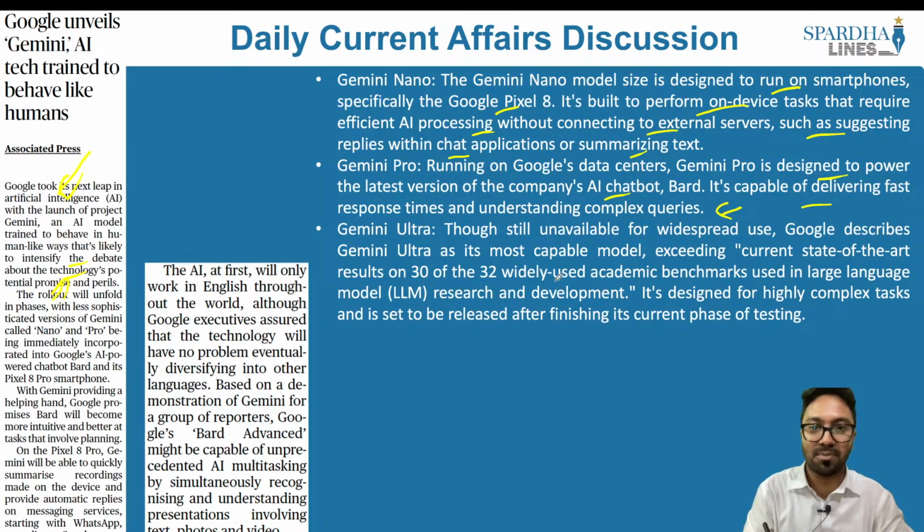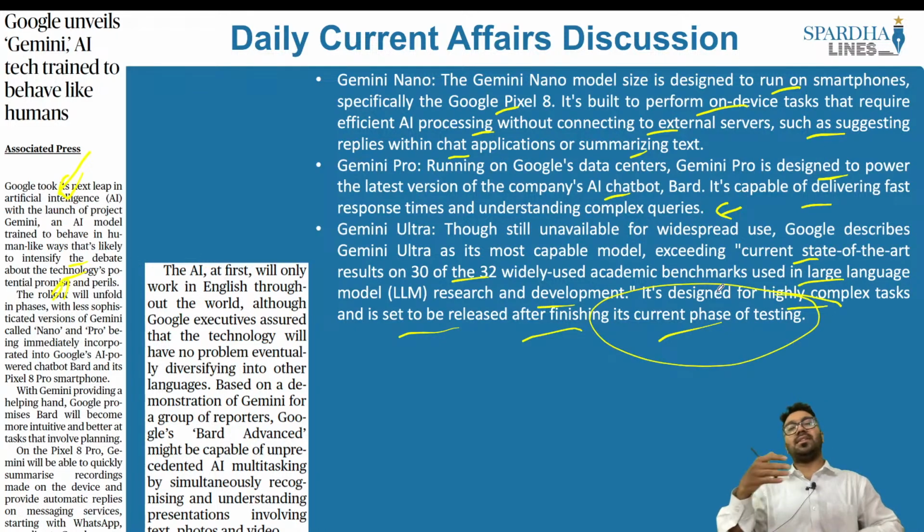Then we have Gemini Ultra, still not available for widespread use. Google describes Gemini Ultra as its most capable model, exceeding current state of the art results on 30 of 32 widely used academic benchmarks used in large language model research and development. It's designed for highly complex tasks and is set to be released after finishing its current phase of testing. These are some of the important parameters that we have to remember from the preliminary examination point of view.